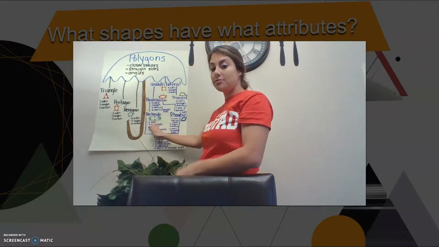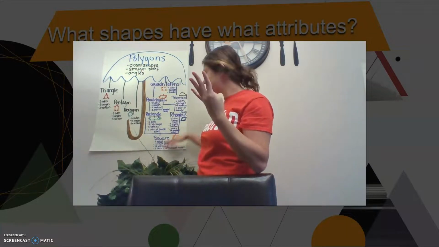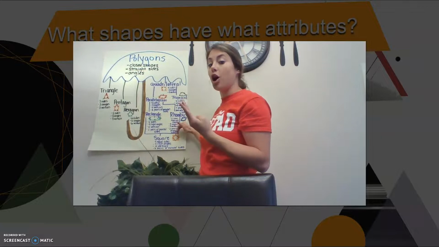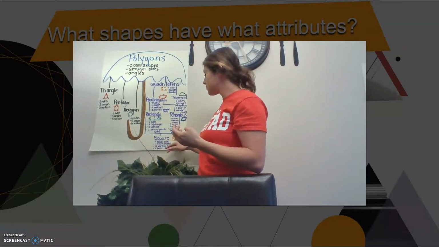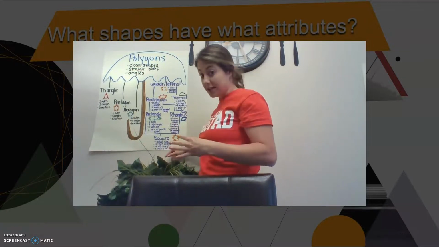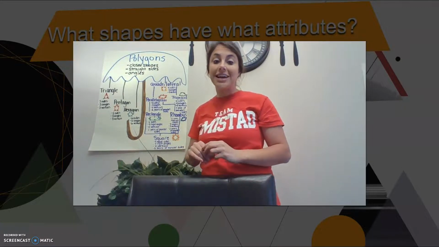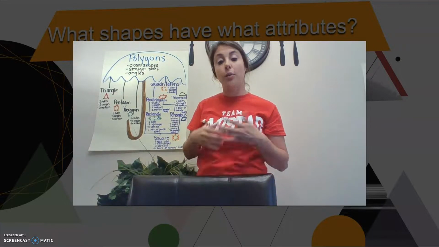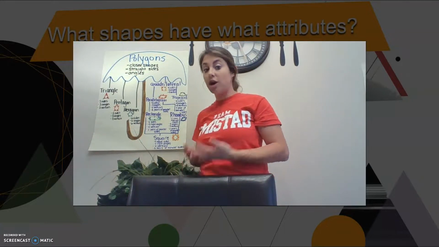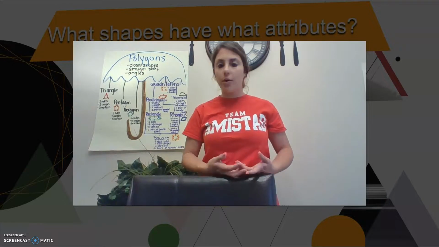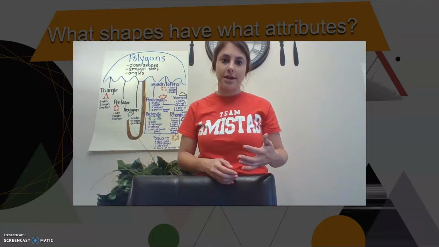Remember, the rectangle had 4 right angles. A square has 4 right angles. Remember, the rhombus had 4 sides that are always equal. A square has 4 sides that are always equal. It has 4 vertices, and it has 2 pairs of parallel sides. So, technically, a square is a rhombus and a rectangle. And a rectangle can sometimes be a square, but a square is always a rectangle because a square always has 4 sides, 4 right angles, 4 vertices, and 2 pairs of parallel sides.